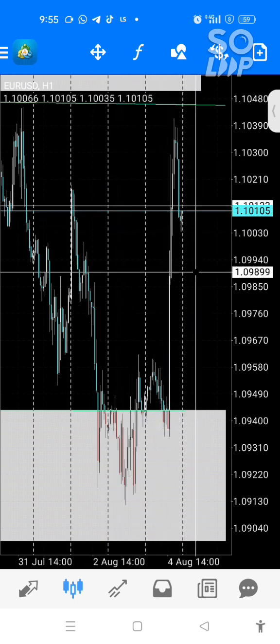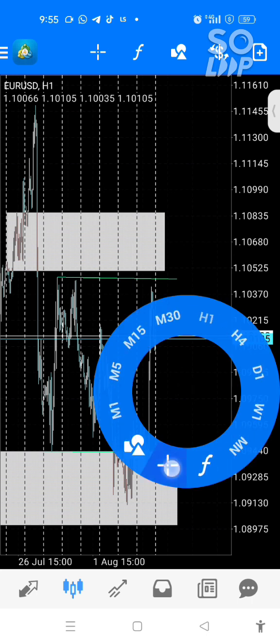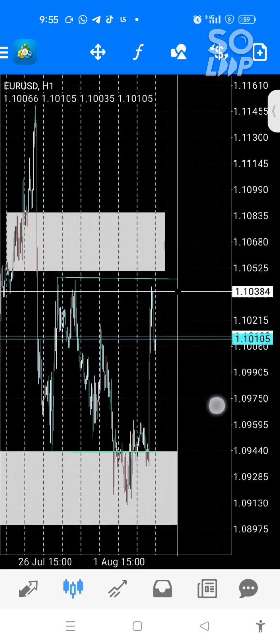Now this is my draw on liquidity. So this is where I'm expecting the market to start selling from again.